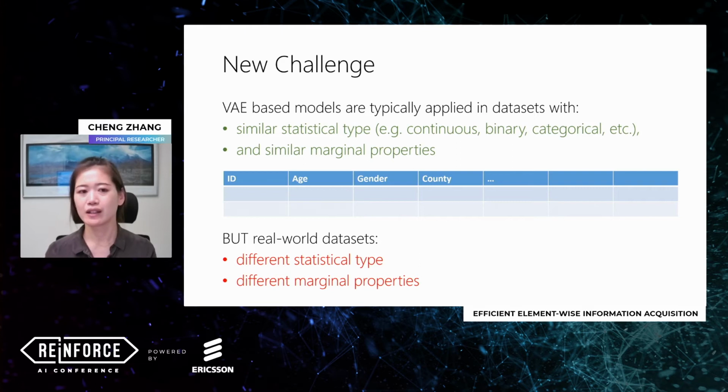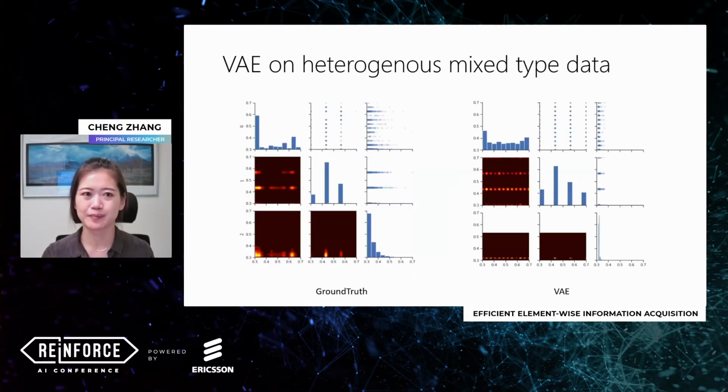Let's say gender and county are both categorical, right? But gender depends on the survey, maybe it has 3 categories, like male, female, other, or maybe 5. These are very few categories. But county can have thousands, even for the US only, right? So they have very different behavior and statistical properties, and many deep learning methods have a hard time dealing with it.